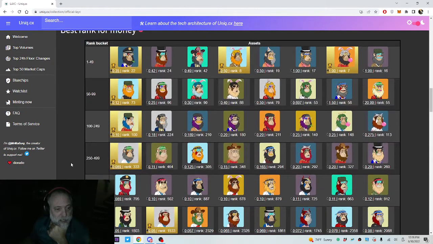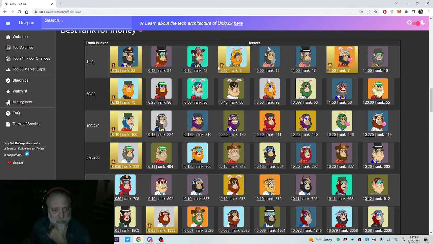Now, we get down to the nice one. This is what I was talking about. I call this bang for your buck. You can look and see exactly where the ranks are and the best value that you can buy into those ranks. Like this one will go up to rank number 49. So the best value is rank number 22 at 0.35. Well, maybe you want to get one in the top 10. Well, there's a top 10 one for 0.5 ETH.